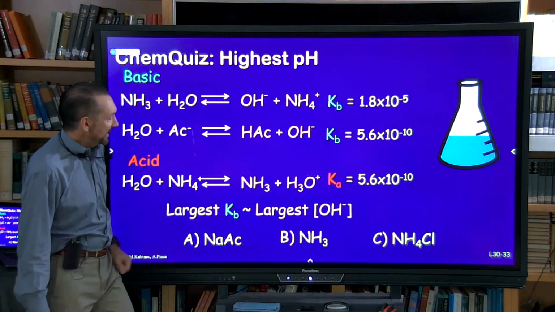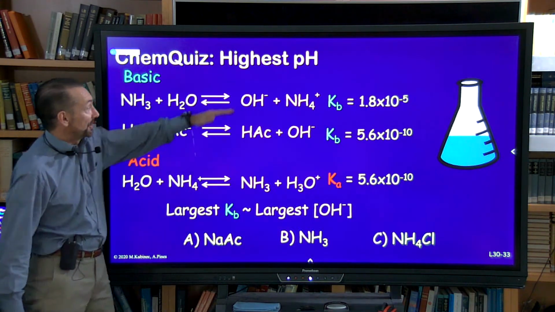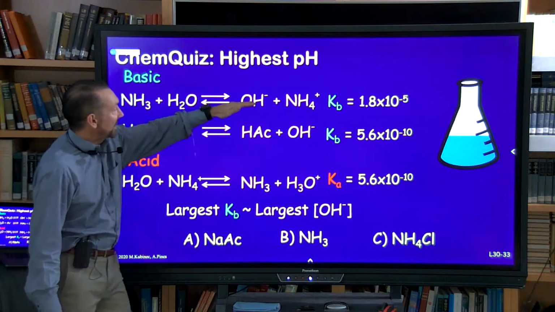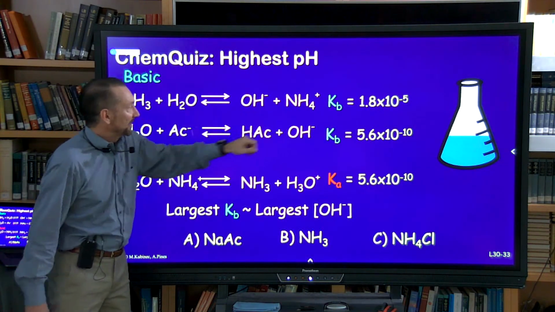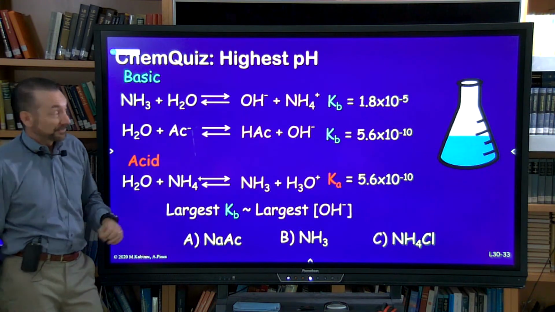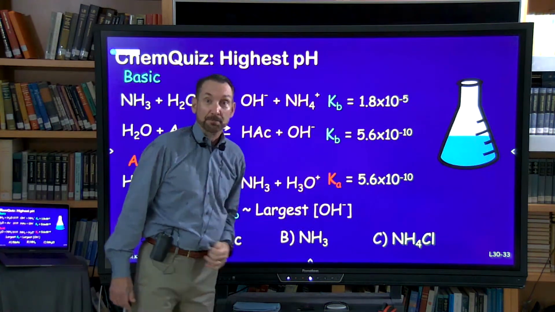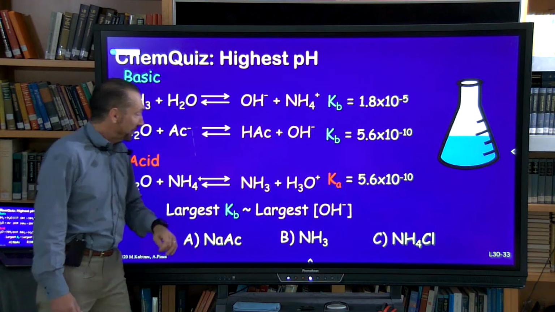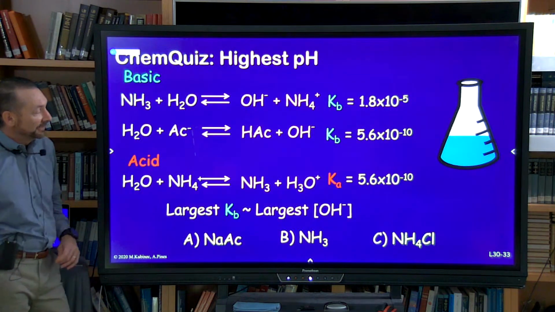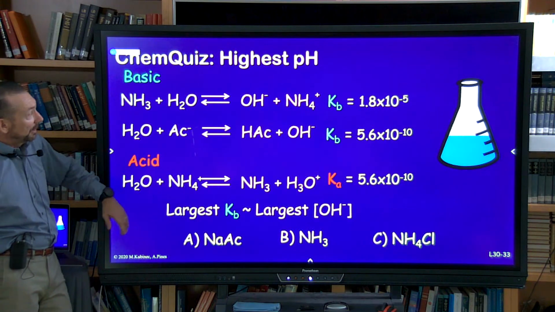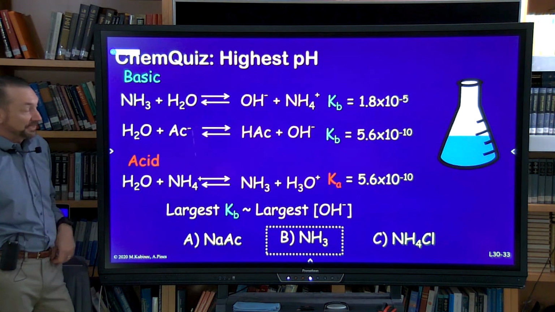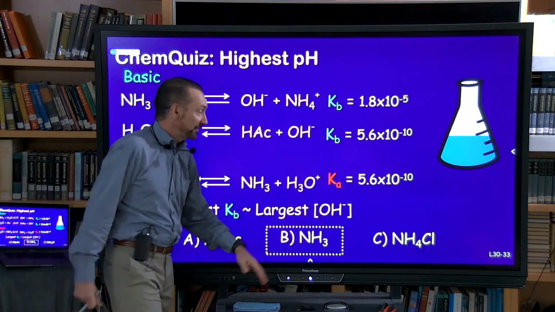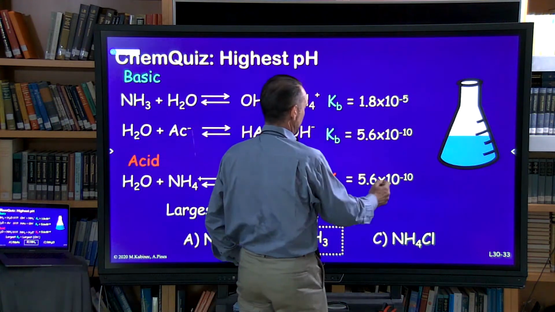So the largest Kb has the largest OH minus concentration between these two. So NH3, if you put that in solution, it'll make some OH minus. This will make some OH minus, but the NH3 by far makes the most. It's 5 orders of magnitude better base, has a larger K. So the largest Kb is the largest OH minus. That will give you the highest pH. Is that what we asked for? Highest pH.